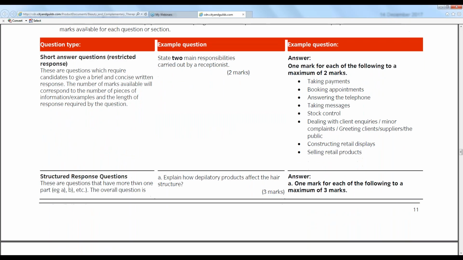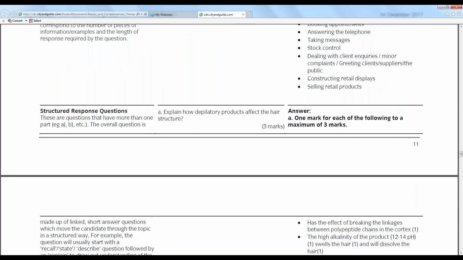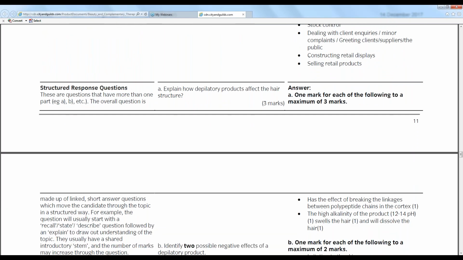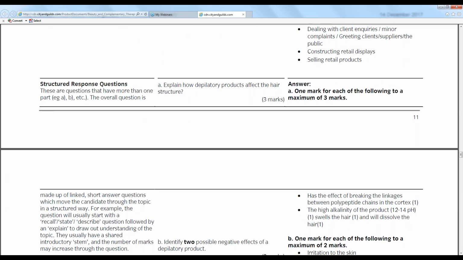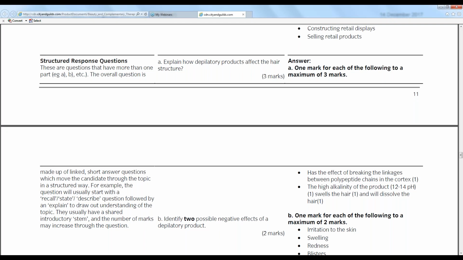Then we go on to a structured response question. Now these are the ones that our learners didn't do quite so well at. So: explain how a depilatory product affects the hair structure. 1 mark for each of the following to a maximum of 3 marks. So we need to think about the effect of breaking the linkages between the polypeptide chains in the cortex. The high alkalinity of the product swells the hair and will dissolve the hair. So we're telling them what it is and what it does. So we're telling them the whys.